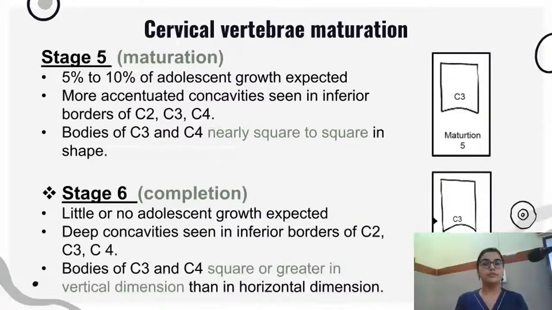Stage 5 is the stage of maturation. In this stage, 5 to 10% of adolescent growth is expected, and more accentuated concavities can be seen in the inferior borders of C2, C3, and C4. The bodies of C3 and C4 are nearly square to square in shape in this stage.